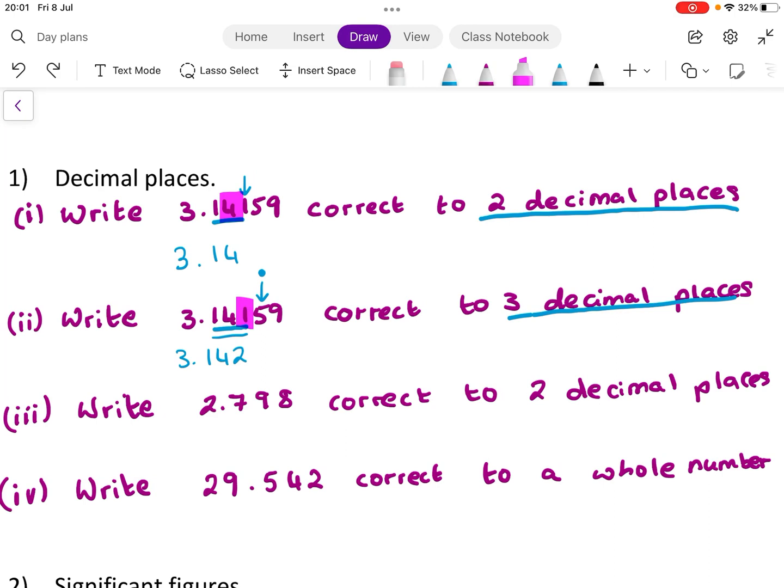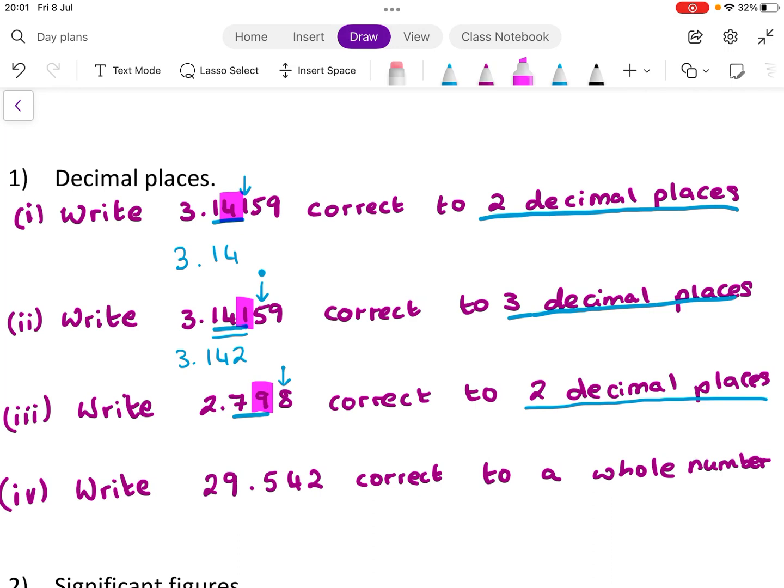If we take a look then at part 3, it says write 2.798 correct to 2 decimal places. So again, we know it's 2 decimal places, which means I need 2 numbers directly after the decimal, which means I'm going to keep the 7 and the 9. Because I'm keeping the 7 and the 9, I check the number directly after that, and I can see that that's the number 8. Now, because that number 8 is 5 or higher, it means I need to now round up my last number.